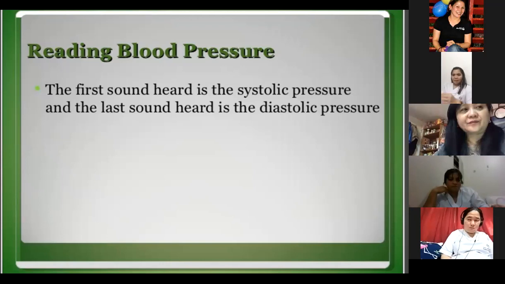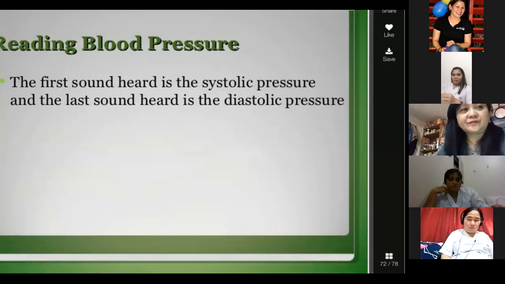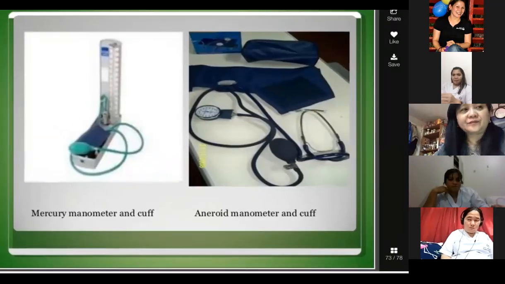Now, this is the mercury manometer and the cuff. This is the first one that was available during our time, and this is the high-tech one that we have now. But now we have so many types of instruments for taking the blood pressure. The only things that we consider are the mercury manometer, the aneroid manometer, and the cuff. These are what we usually use in the hospital.